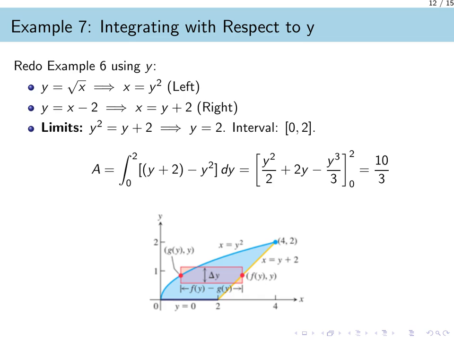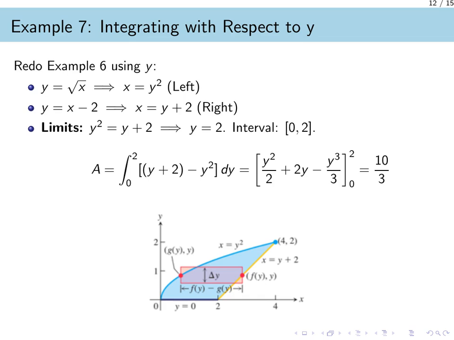Now, let us revisit the area problem from the previous example, but this time we will integrate with respect to the y-axis. This change in perspective will allow us to solve the problem with a single, simpler integral. First, we must express the boundary curves as functions of y. The line y equals x minus 2 is rearranged to x equals y plus 2. The curve y equals the square root of x becomes x equals y squared. When integrating along the y-axis, we consider right and left boundaries. Here, the line is the right-hand boundary, and the parabola is the left-hand boundary.